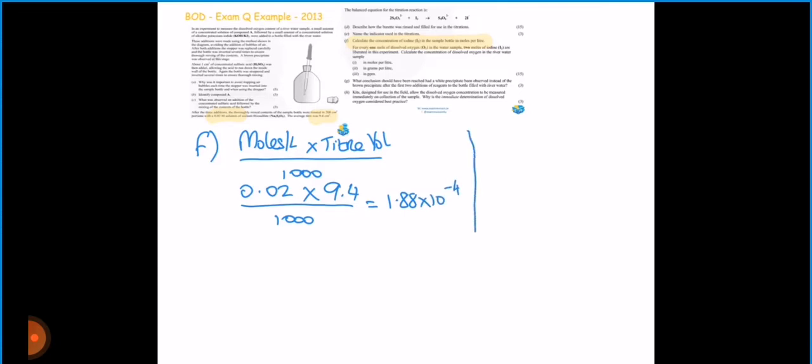The next step is to look at your ratio. From our balanced equation, you can see that we have 2 thiosulfates for every 1 iodine. So it's a 2:1 ratio, but we don't have 2 moles of the thiosulfate. We have 1.88 by 10 to the minus 4. So to figure out how many moles of iodine, you use your ratio. You divide the 1.88 by 2, and you end up with 9.4 by 10 to the minus 5.